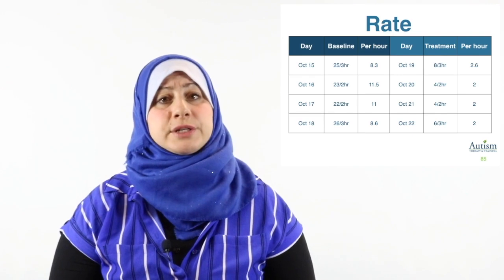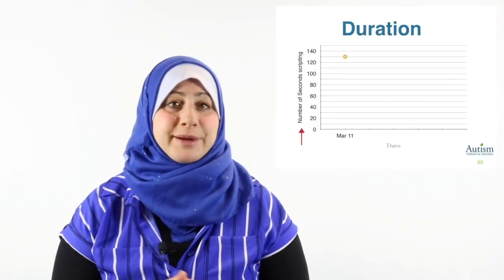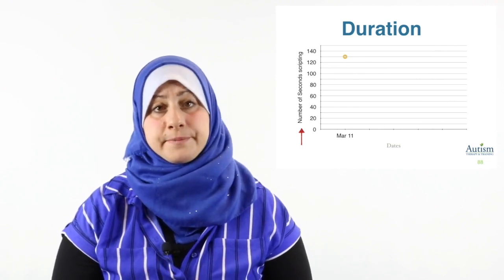When graphing duration data or data that is represented in seconds, minutes, or hours, your graph y-axis will display the number of minutes or total number of minutes of that behavior. Here's a graph that shows how it should look when you may be graphing a behavior such as vocal scripting. The y-axis is labeled as number of seconds of scripting. The behavior occurred 130 seconds for that day.